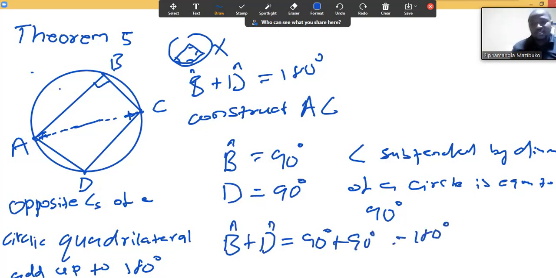I think this one is simple, but either way you can use any, because you see this is 90 degrees and this is 90 degrees. When you add them, they give you 180. Straightforward and simple. So you can choose which one you want to use. You can use the first one, or you can use this one.